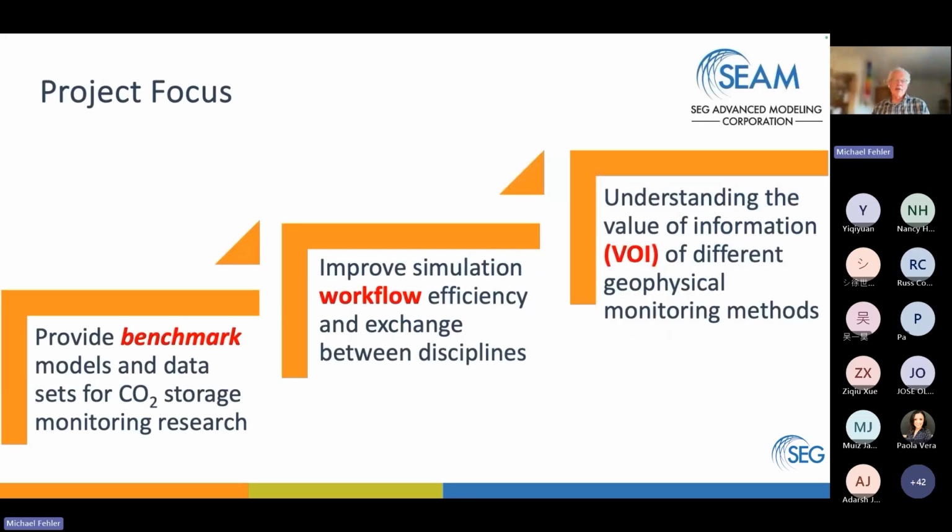So the focus of our project is to provide benchmark models and data sets for CO2 storage monitoring research. I'm not going to tell you the answers today. The goal of our project is to provide data that allows individual investigators or their organizations to decide which problems they think are most important for maybe a field that they're thinking of developing, and they could use our data to try to investigate how to address those problems.